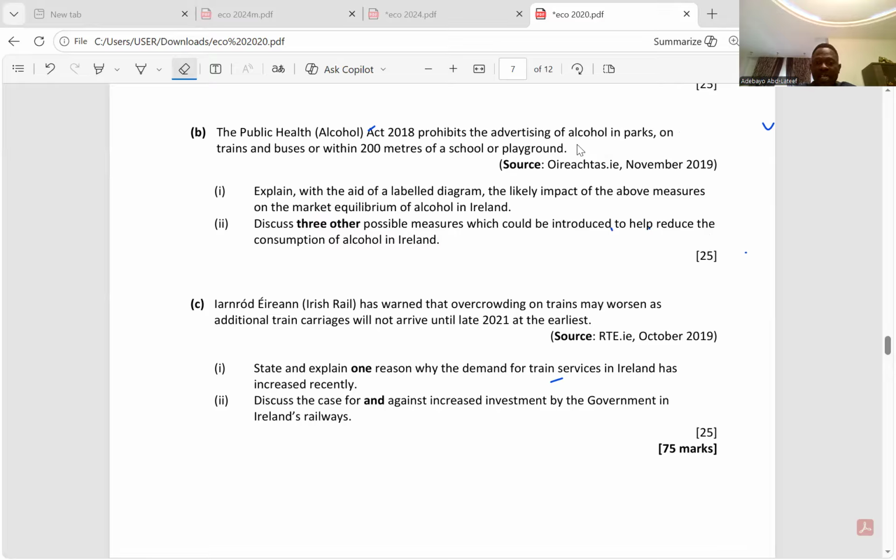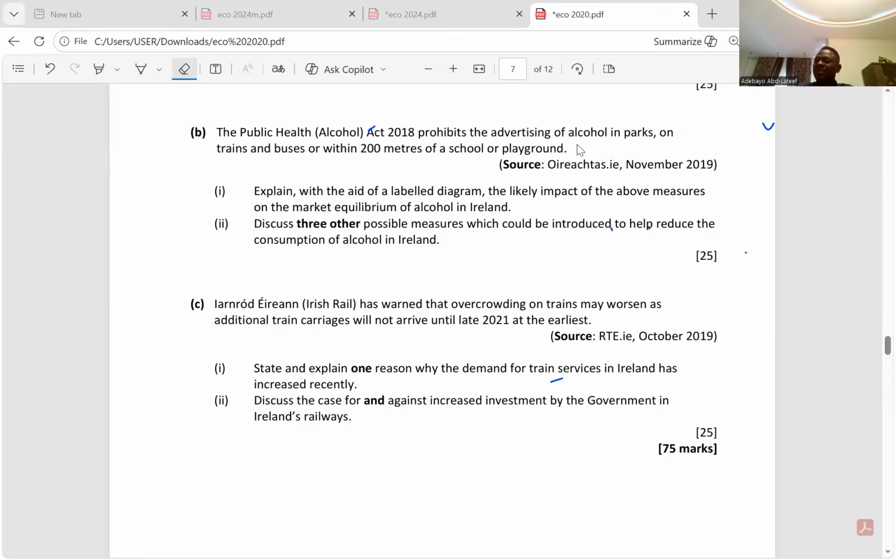Landlord Irish Rail has warned that overcrowding on trains may worsen as additional train carriages will not arrive until late 2021 at the earliest. State and explain one reason why the demand for train service in Ireland has increased recently. So the demand for train service may increase due to the following. Number 1, the price of tickets is less relative to other forms of transportation. So if the demand for train service is increasing, it might have meant that other forms of transportation, their prices are expensive compared to train.